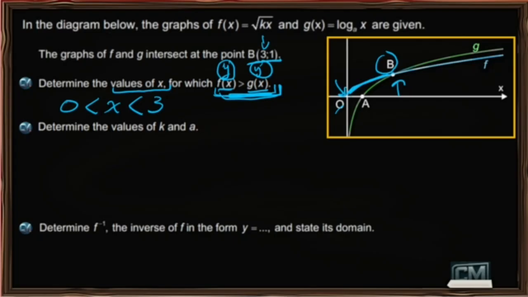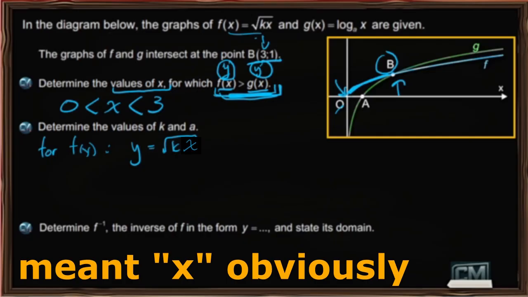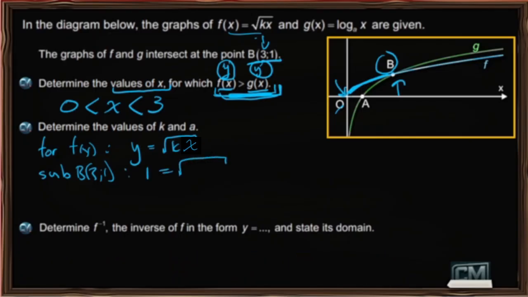Now, determine the values of k and a. So, to do that, for f of x, because k exists over there, we're going to say that y is equal to the square root of k times x, and then we'll sub point B, (3, 1), in there. 1 is then equal to the square root of k times 3. We square both sides and we'll get, well, 1 squared is still 1, and then we'll have 3k. Therefore, k is equal to 1 over 3. That sorts out that.